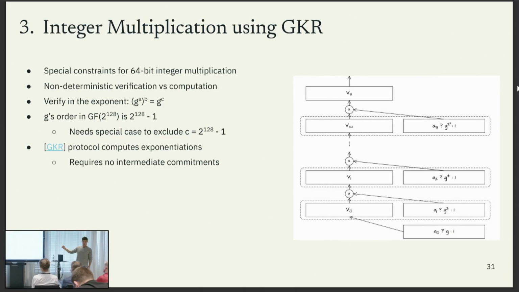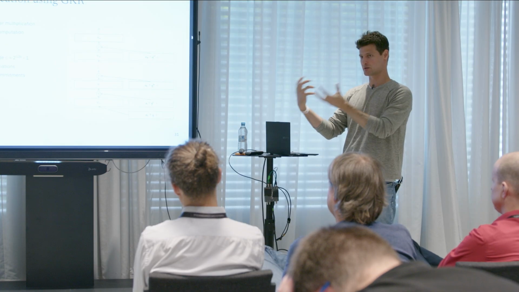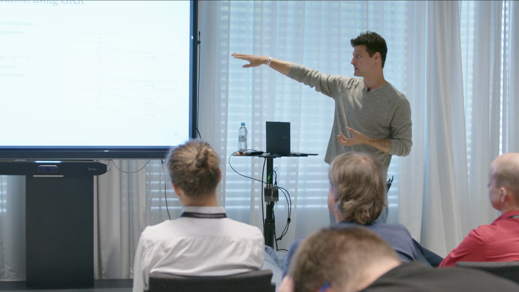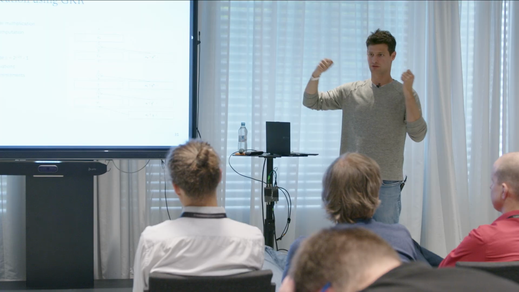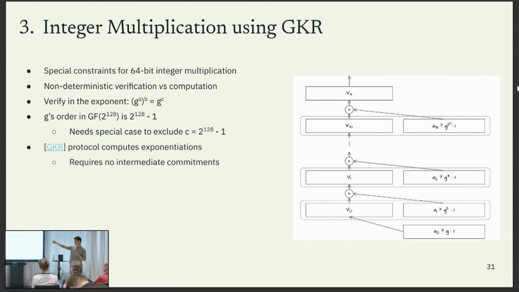Our next problem is integer multiplication. Emulating integer multiplication with just bits is possible but expensive. So we added a special cryptographic accelerator for this using the GKR protocol. The idea is we're checking non-deterministic multiplication results instead of computing multiplications, and we're going to do this in the exponent of our multiplicative group. So if our field is GF(2^128), our order is 2^128 - 1, which is basically big enough to check these results in the exponent.